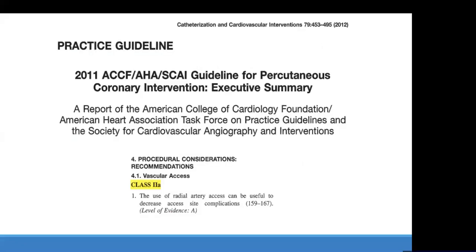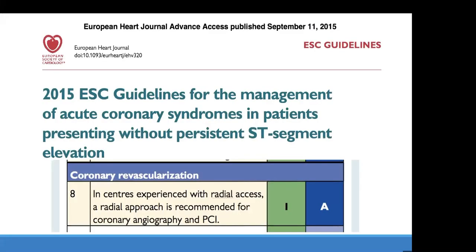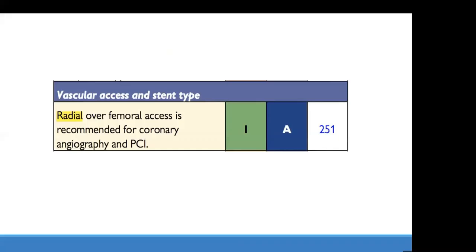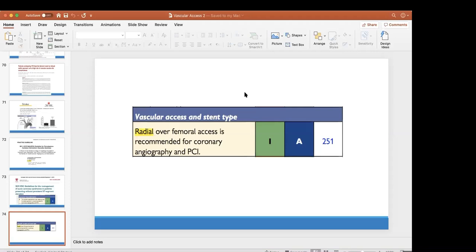On the other hand, it's all in favor of radial. It's a class 2A for the American guidelines because of the politics, and class 1 for the European, based on the evidence and multiple RCTs. The radial artery is by far safer. However, femoral is good. There is a volume 2 of this lecture about femoral access. I think we spent enough time on it.